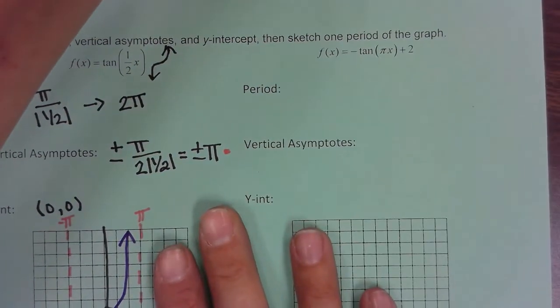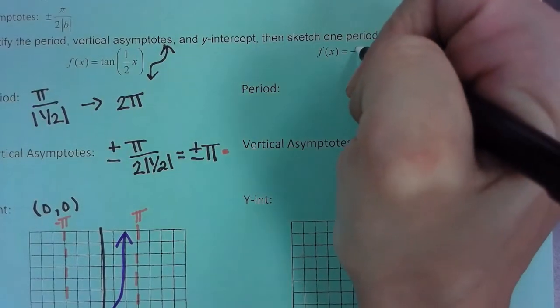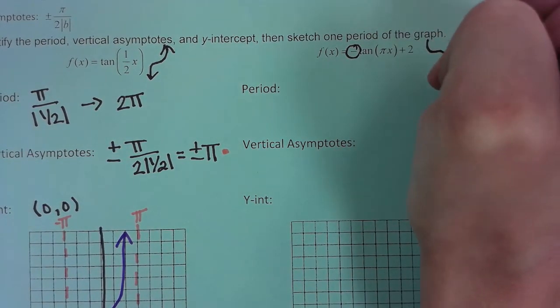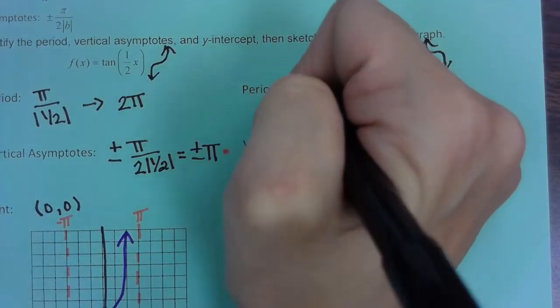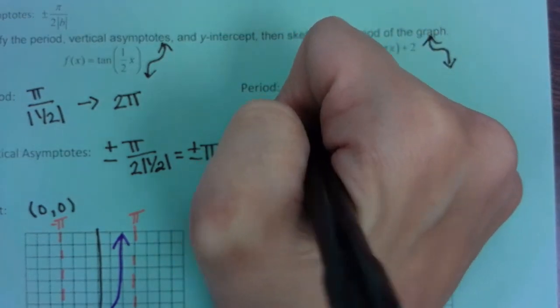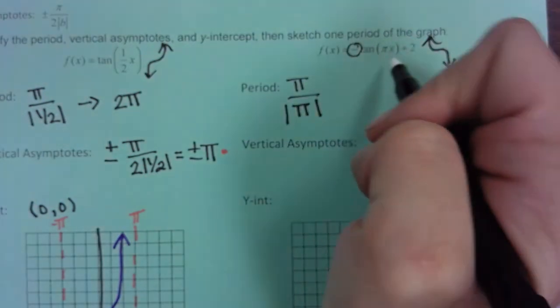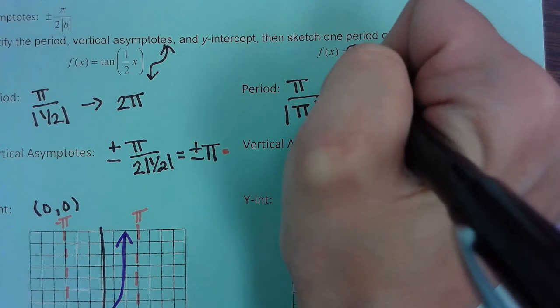The next one we have is a negative tangent, pi x plus 2. Again, I'm pointing out that this is a negative, so we're actually going to go up to down. Our period is pi over the absolute value of b. Our b in this case is pi. That's the number in front of x, right? So that makes our period 1.